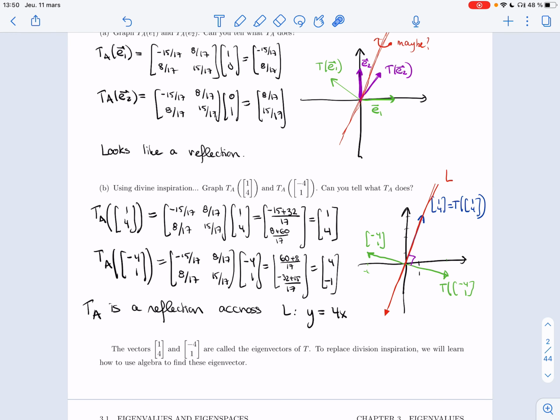Right? So let's see, the vectors 1, 4 and minus 4, 1 are called the eigenvectors of T. I don't want to use divine inspiration because I don't think it's going to come at the right time while we're doing an exam. So we'll learn how to use algebra to find these eigenvectors.